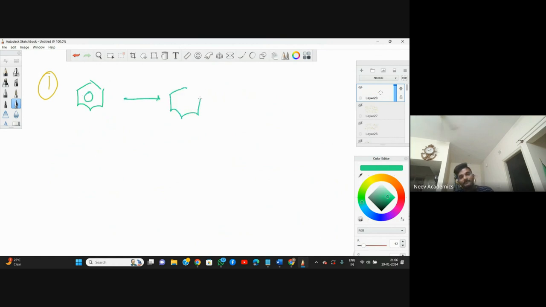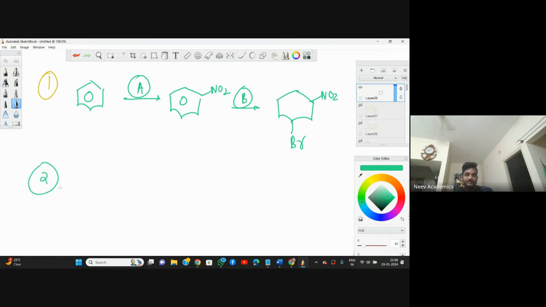We are getting some NO2 compound A, and B is NO2 with Br here. So you have to write the reagents for A and B. Try this one in your notebook, please.